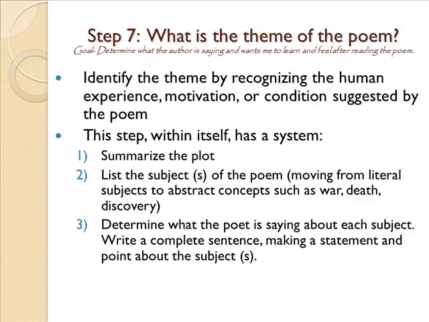To do this, you have to summarize the plot. We summarized the plot in A House on Mango Street. We did a lot of plot summaries. You do the same thing with the poem. You list the subjects of the poem, moving from the literal subject to the abstract concepts it's talking about, such as war or death, or remember in Liberty Needs Glasses, it's about injustice. Then you determine what the poet is saying about each subject. You write a complete sentence making a statement and point about the subject.